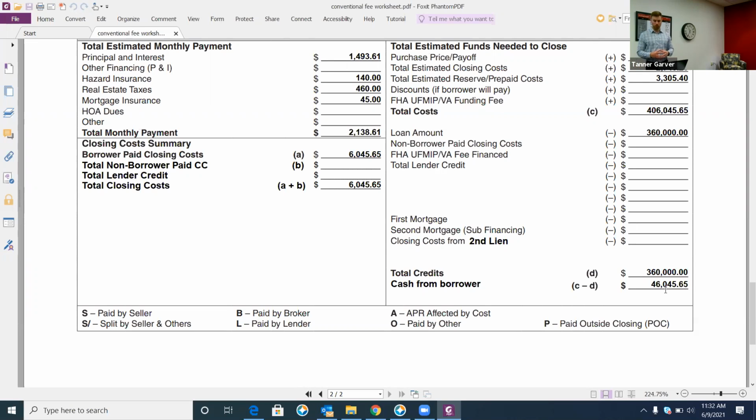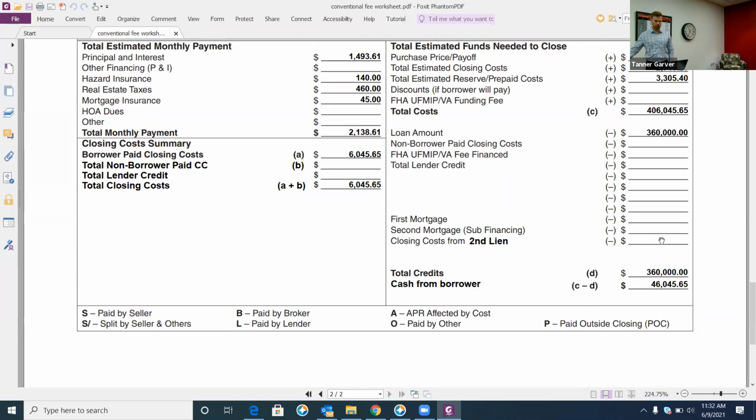$300,000 purchase price, you're looking right around $5,500 in closing costs. And then 400,000, as you see here, is 6,000. So every $100,000 is about a $500 jump in closing costs. Does that make sense?